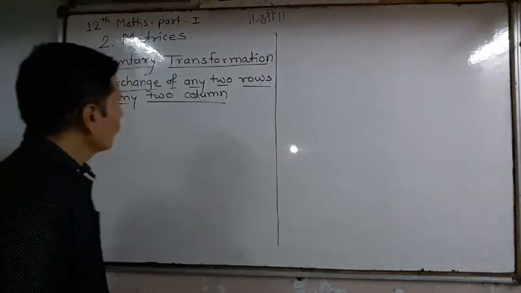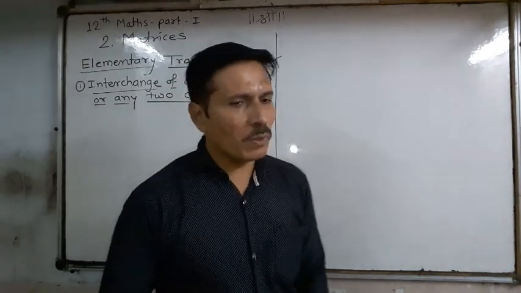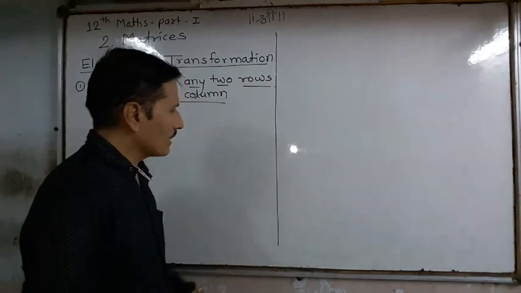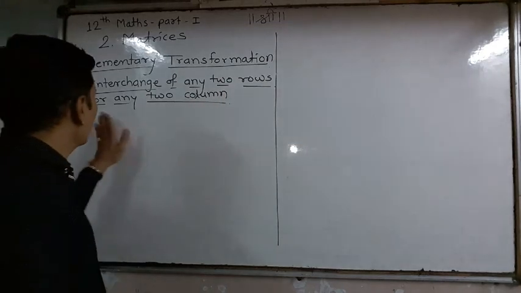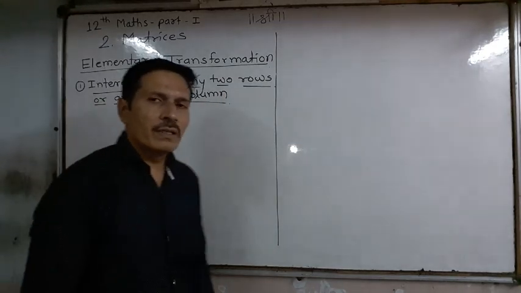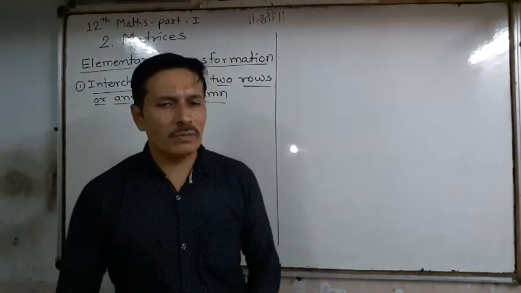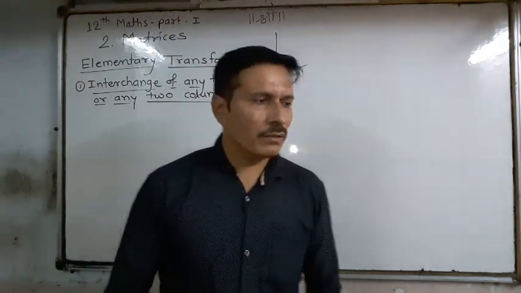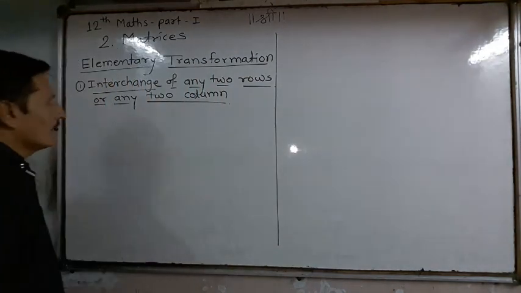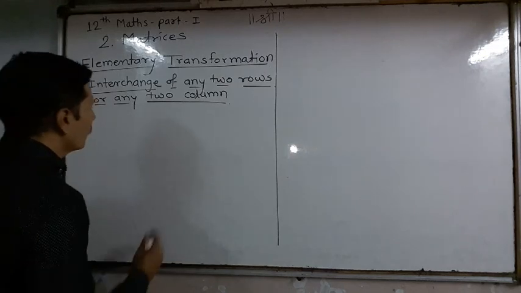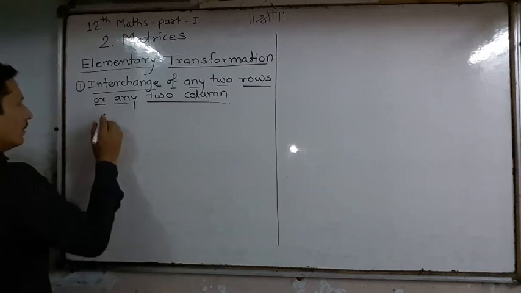Now, what is elementary transformation? There are three types of elementary transformations. First one is interchange of any two rows or any two columns. A matrix is an arrangement of numbers in rows and columns, so we can interchange any two rows or any two columns. We can learn this by taking an example.